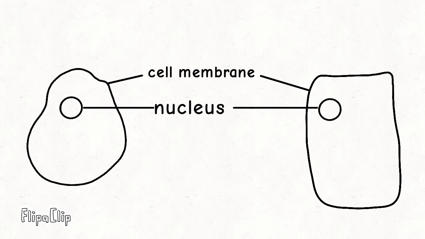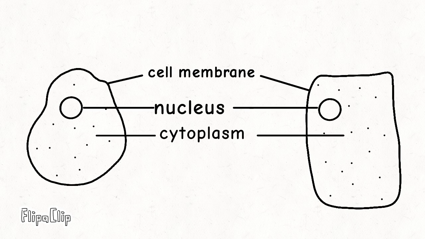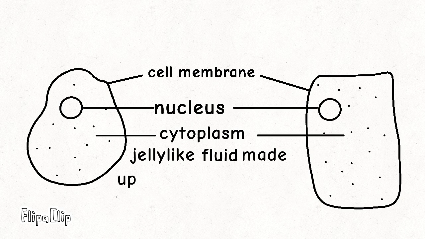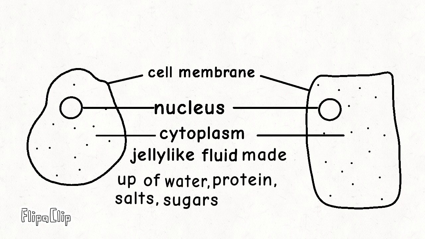They are also both filled with a gel-like substance called cytoplasm, which is a jelly-like fluid made up of water and dissolved substances such as protein, salts, and sugars. This is also the part where chemical reactions take place. You can basically think of it like putting water in a balloon, though its consistency is closer to that of jelly than water.